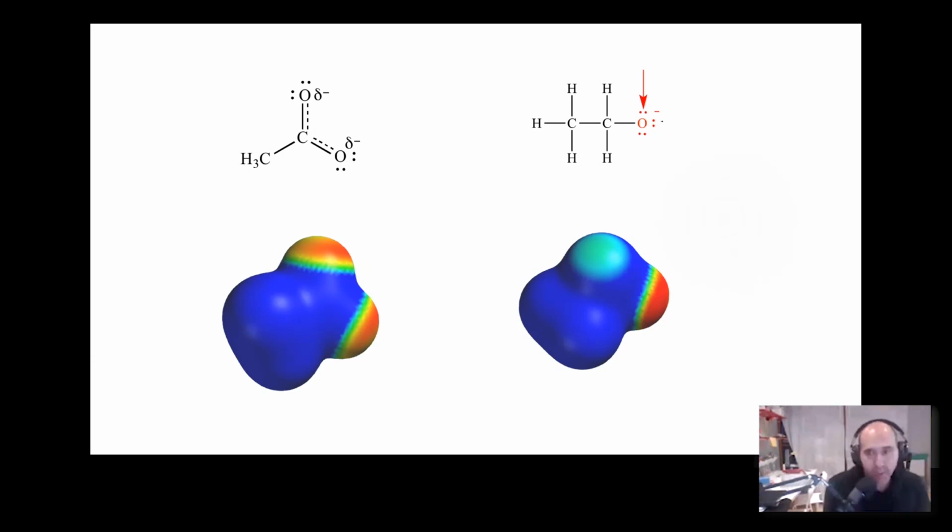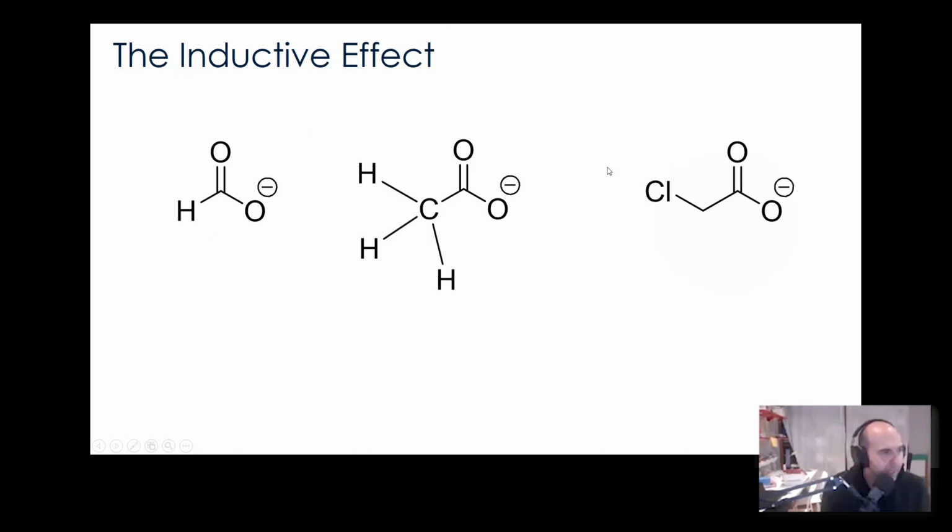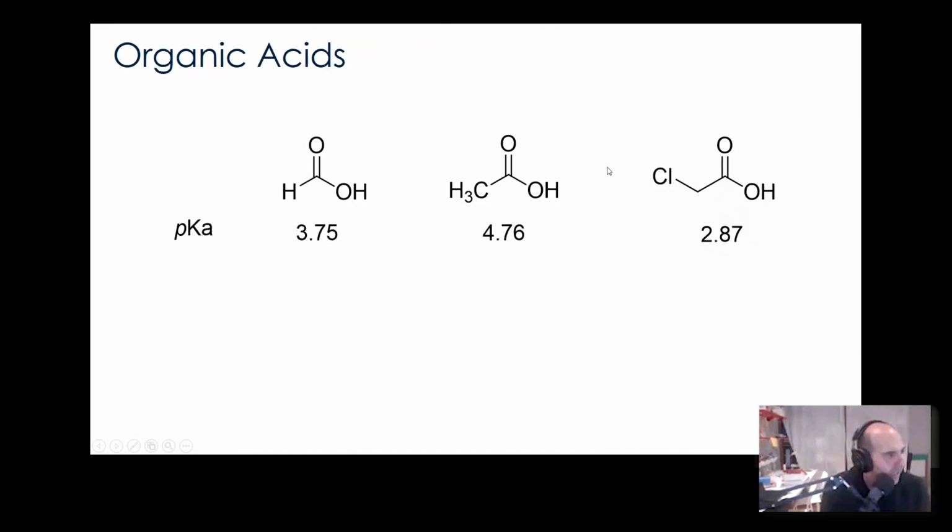So the first thing is we look at the atom carrying the charge, and we look for differences there, size and electronegativity. The next thing is resonance. The more resonance structures you can draw, the more the charge is delocalized, the more stable the conjugate base. After that, we get to the last factor. So, for example, if we look at these three compounds.